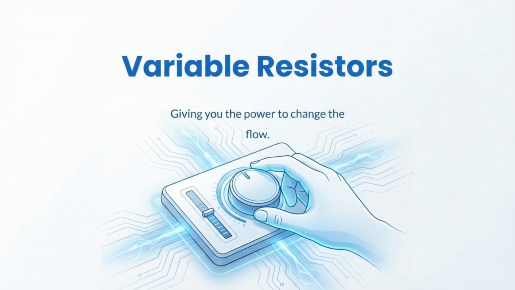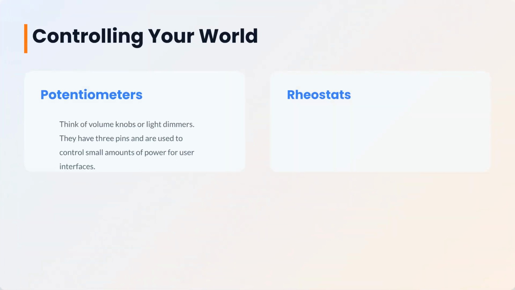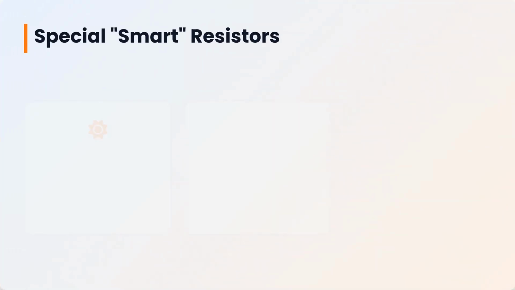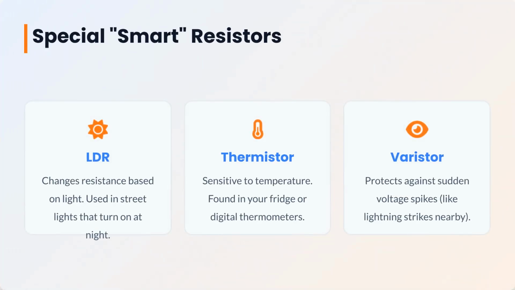Next, let's explore variable resistors, which give you the power to change the electrical flow. Potentiometers are used for user interfaces, like volume knobs. Rheostats are larger versions that directly control high-power devices, such as fan speeds. Finally, we have smart resistors. LDRs change resistance based on light. Thermistors are sensitive to temperature, and varistors protect against sudden voltage spikes.